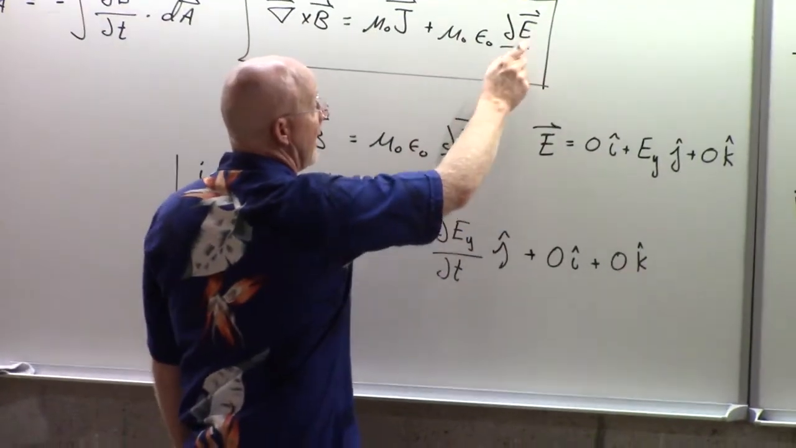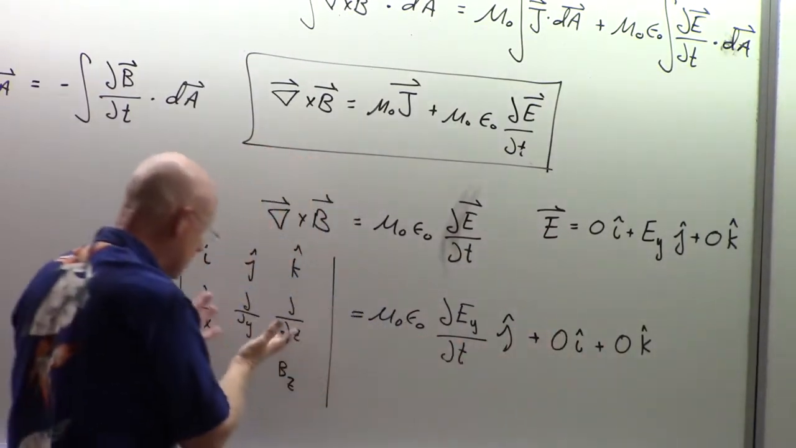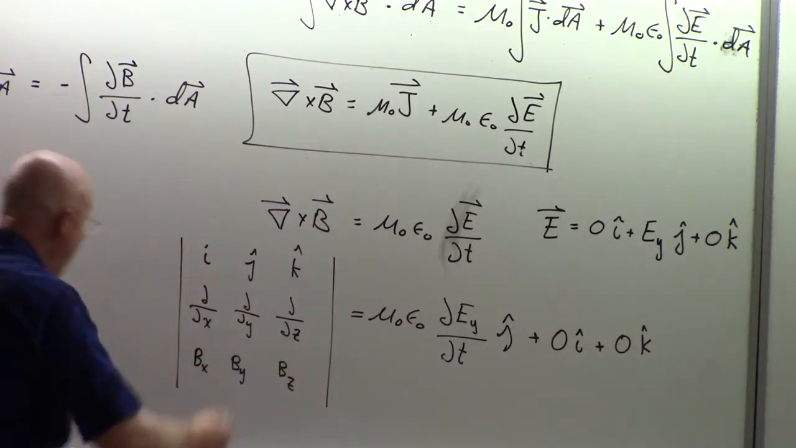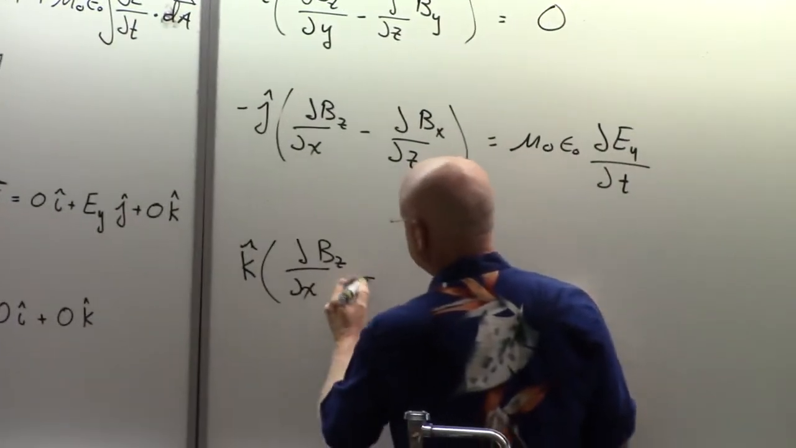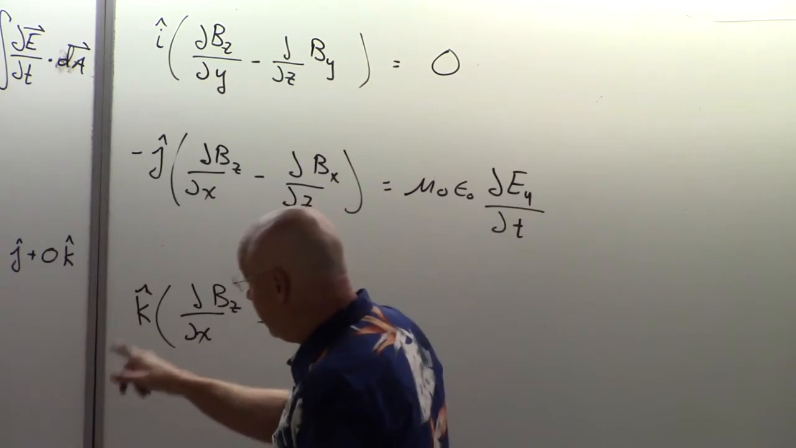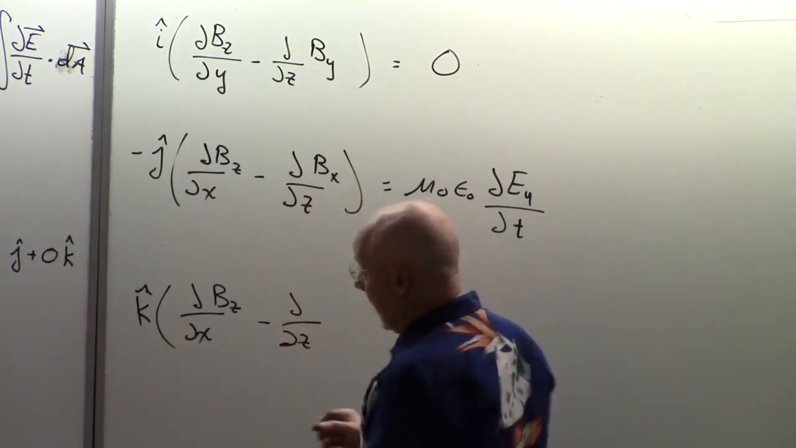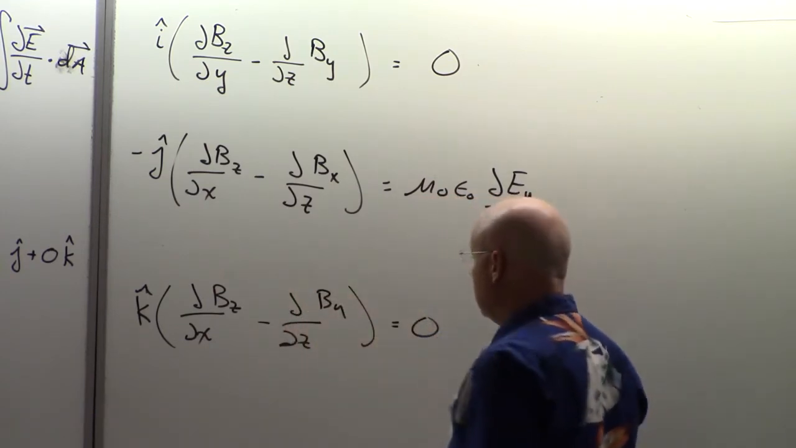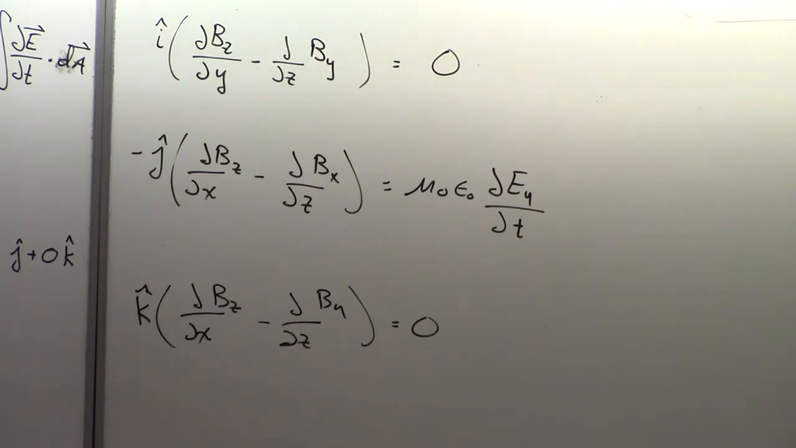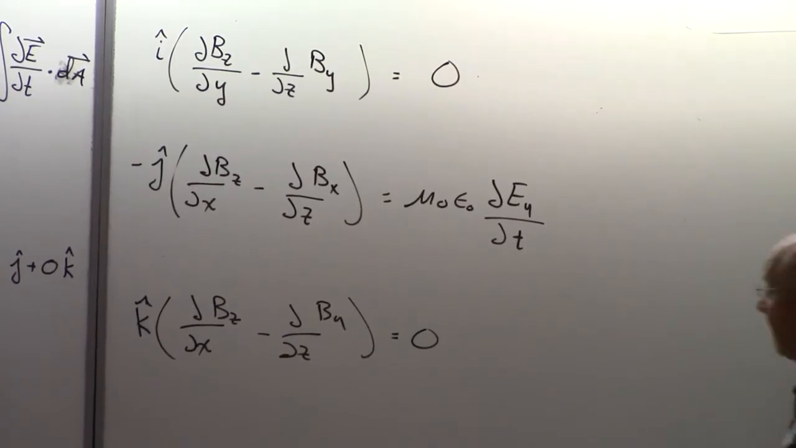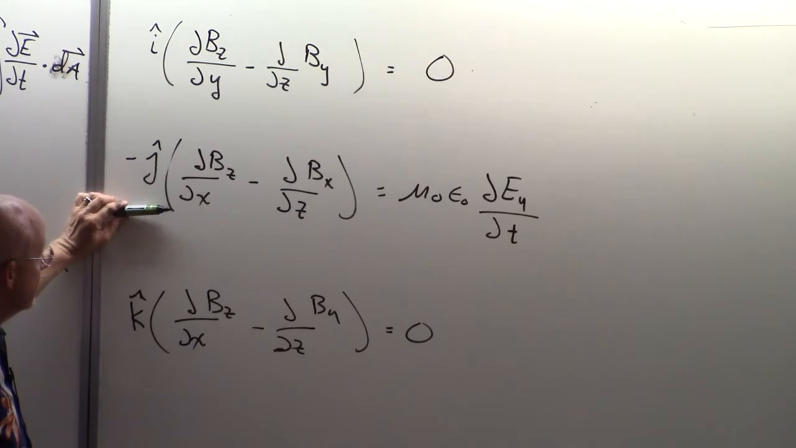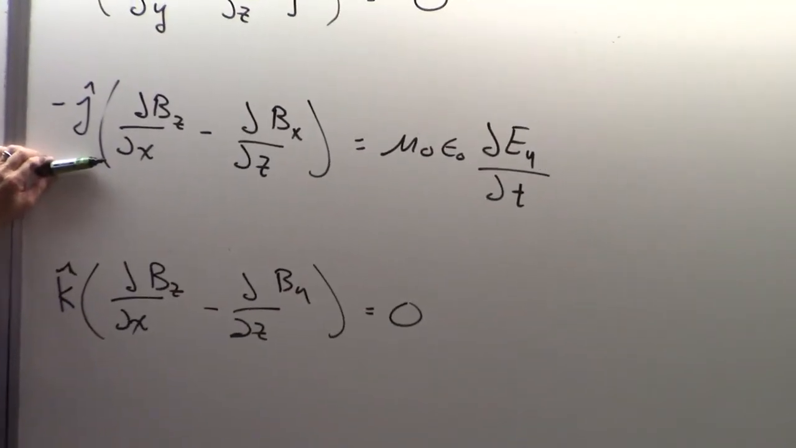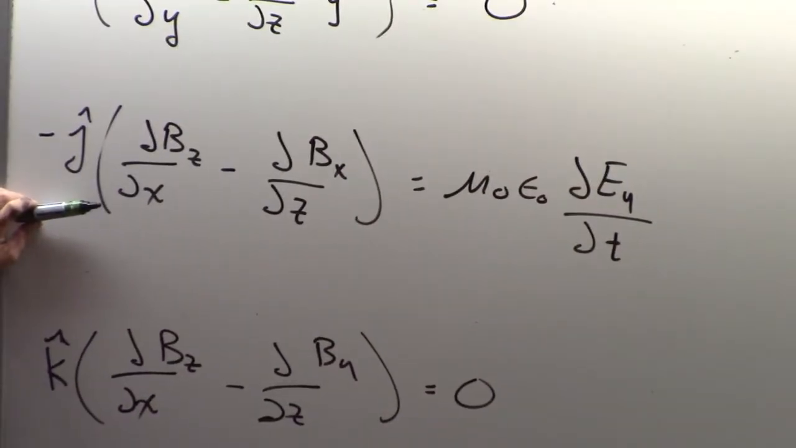Like I said, I'm just going to start with an electric field that is only in the Y direction, and see what that says the condition of the magnetic field has to be. So the K component: the partial with respect to X of B_Z, minus the partial with respect to Z of B_Y, would have to equal zero. Now, let me focus my attention on this one. This is saying that there could be a magnetic field. And of course, these three conditions have to be true.